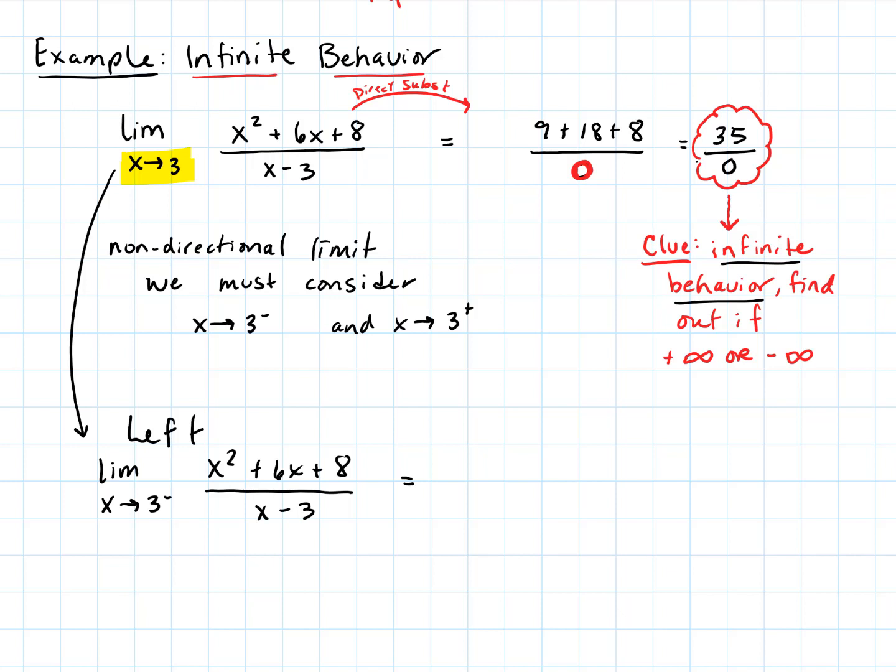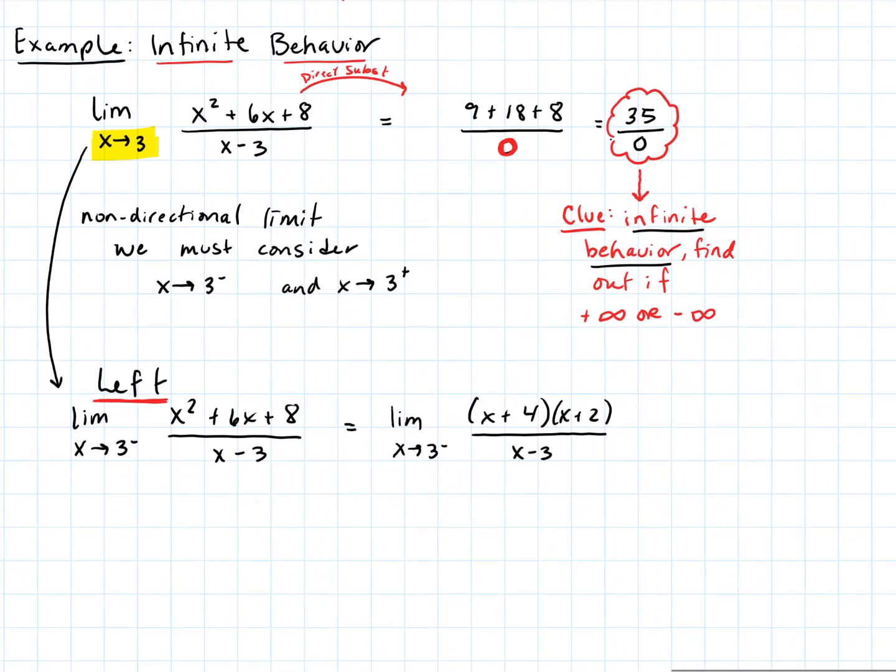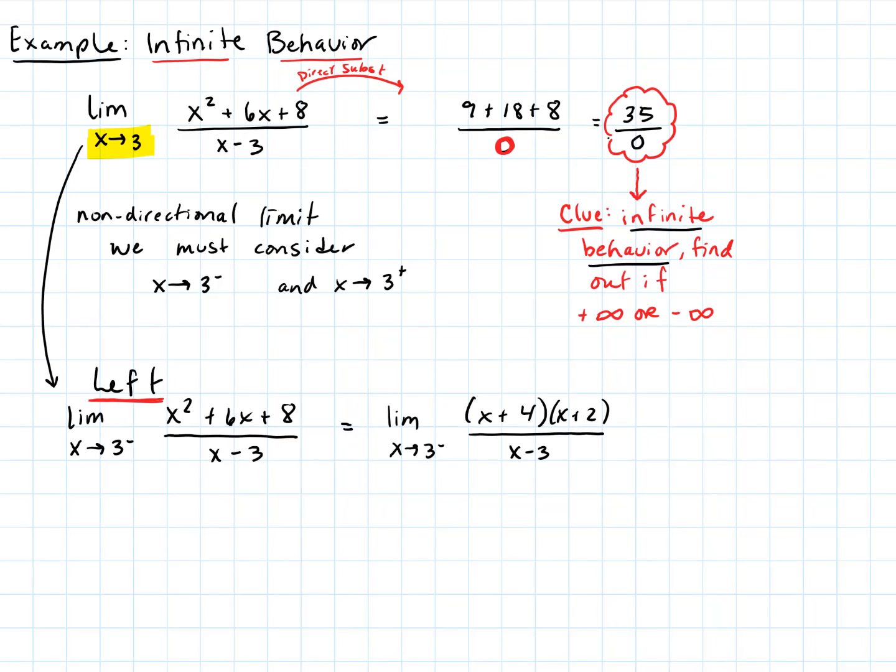Now, I don't know that this matters or not, but I do notice that on this one the numerator factors. I don't know that that's going to help me. It's not going to have a common factor with the denominator, but it might help us in simplification and computation. So let's go ahead and just factor it: x plus 4, x plus 2, over x minus 3.